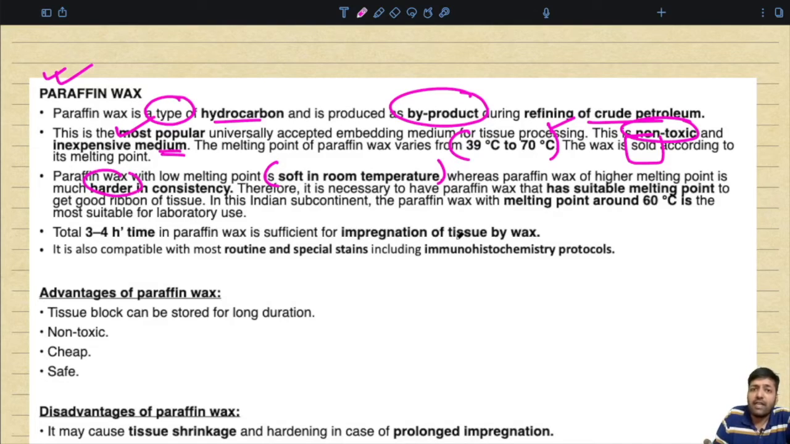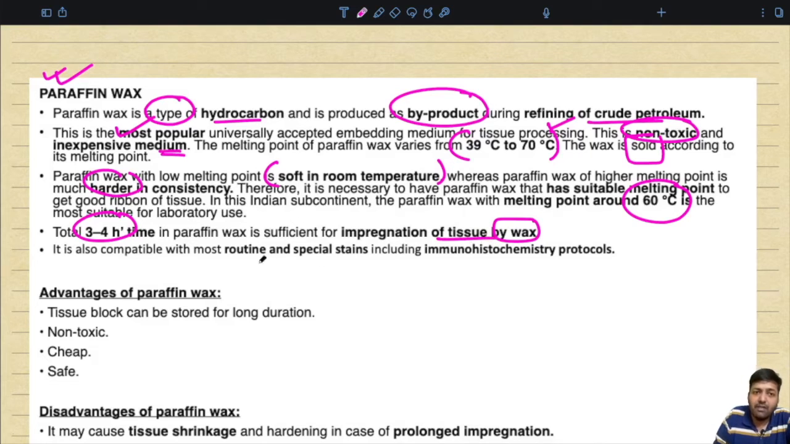So for example, if someone is working in the United Kingdom, over there the mean temperature is low, for example 29 to 30 degrees centigrade. In that situation, the paraffin with a lower melting point will be preferred. But in the Indian subcontinent, where the temperatures are usually around 37 to 40 degrees, a paraffin with a higher melting point of around 60 degrees centigrade is more suitable for laboratory use. Okay, total how much time is required? Total 3 to 4 hours in paraffin wax is sufficient for impregnation, or infiltration, of the tissue by wax.